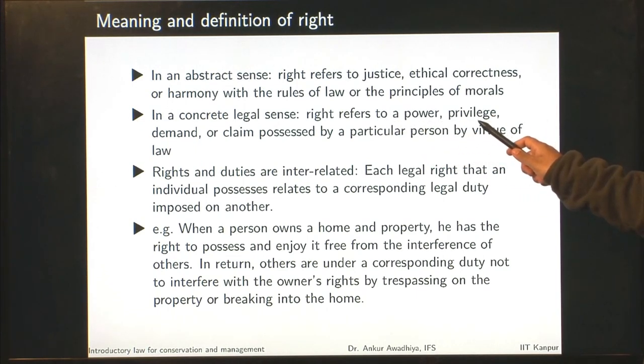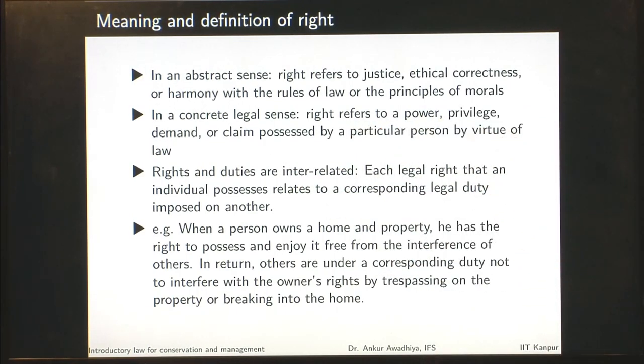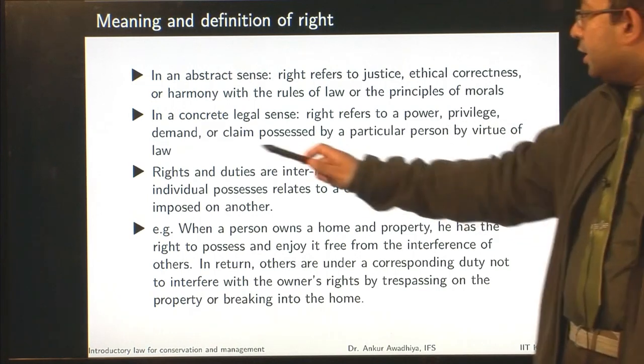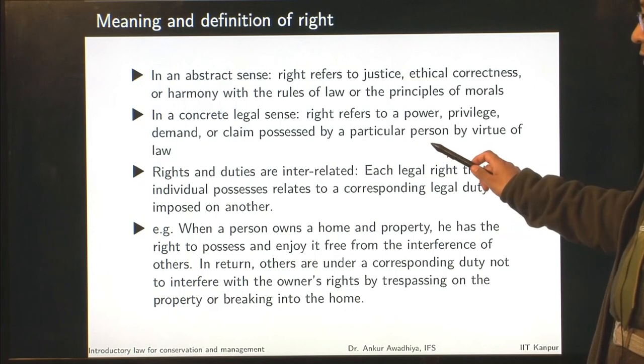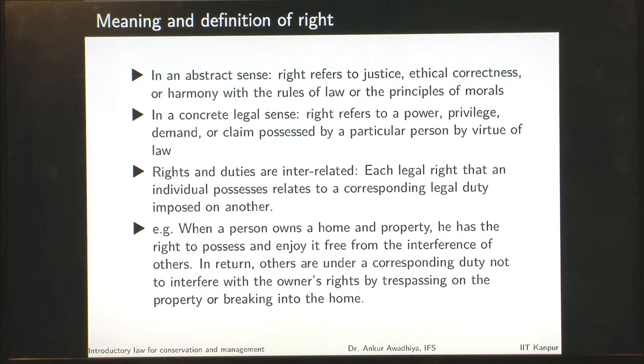So, in the concrete legal sense, right is a power. It is a privilege with a certain set of people. It is a demand or a claim that these people have on others. So they can demand of others that you have to do this. They have a claim over others. So that is a right. So right is power, privilege, demand or claim possessed by a particular person or a set of persons by virtue of law. So how are people getting these rights? They are getting these rights out of certain laws. So if the laws do not say that there is a right, then there is no right. And the right will only be there when people get these sorts of powers over others.